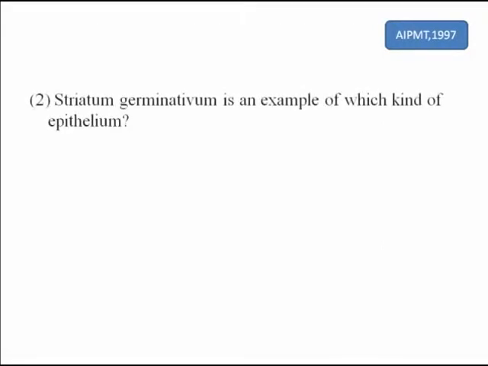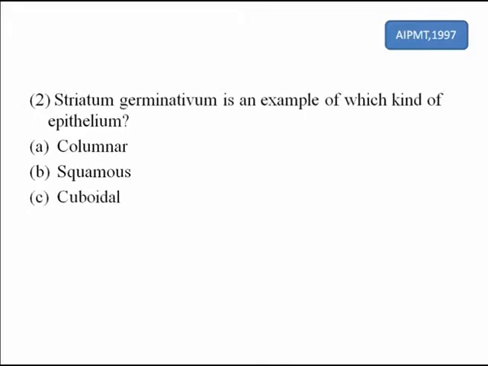Next is from AIPMT 1997. And the question is, stratum germinativum is an example of which kind of epithelium? And the options are columnar, squamous, cuboidal and ciliated. Tell the right answer quick. The right answer is columnar. So stratum germinativum is an example of columnar epithelium.